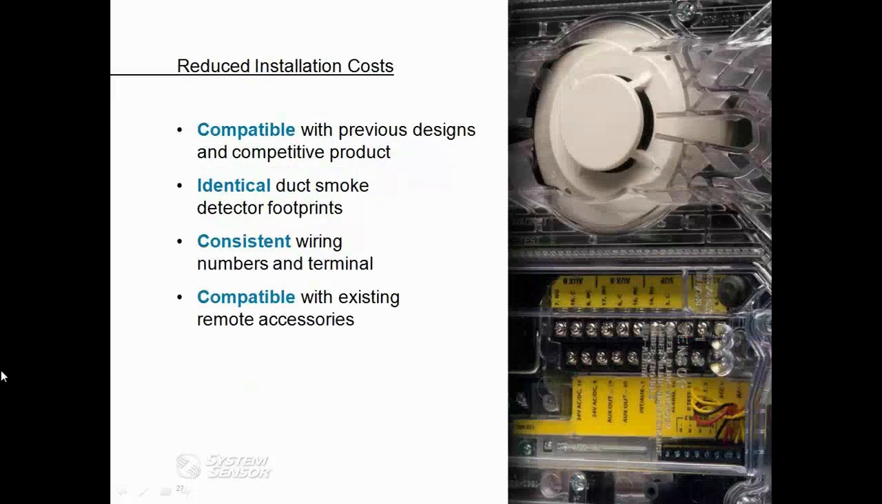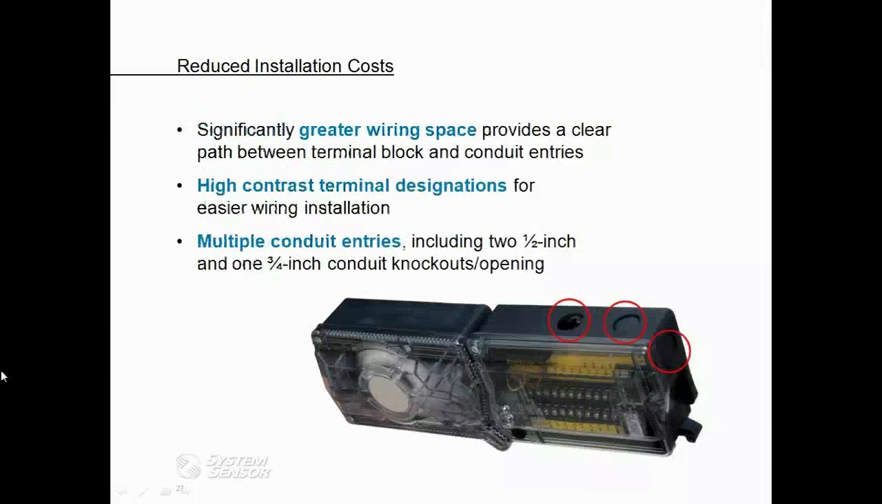System Sensor duct smoke detectors are also compatible with our previous designs and with competitive duct smoke detector designs. They have the identical footprint, and the sampling tube spacing has remained consistent, so it makes replacements a lot easier. The wiring numbers and terminals have also remained consistent with our previous offering. And the Innovair Flex duct smoke detector can be tested with our new line of remote test accessories, but can also continue to be used with our old style remote test accessories. So that's helpful: if your duct smoke detector needs to be replaced, you don't have to replace all the other peripheral devices that are wired into it.